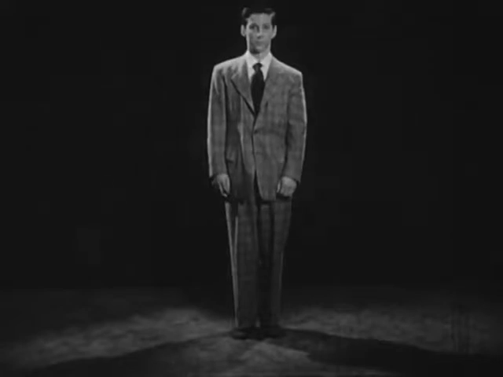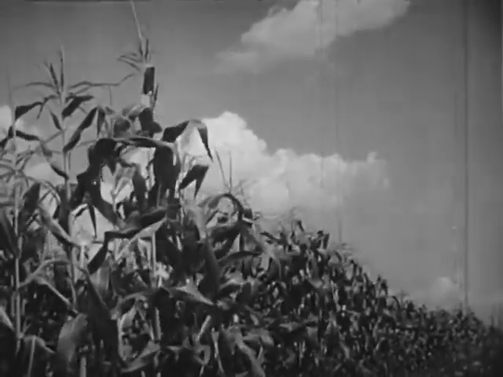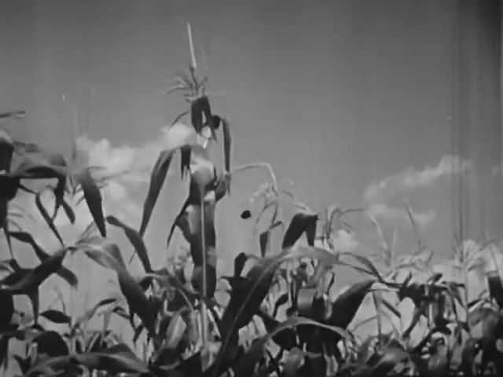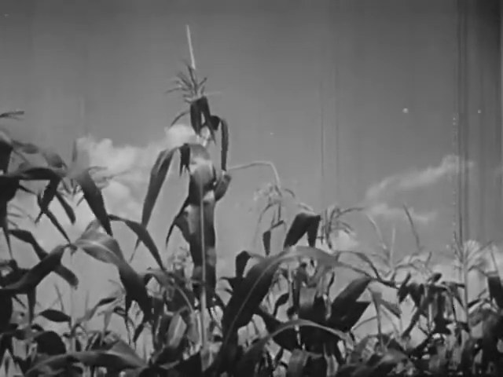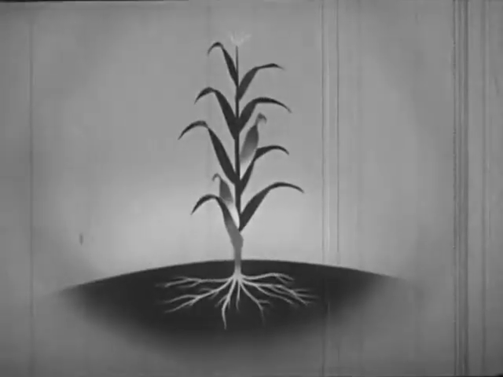Man and other animals cannot make their own food. Instead, they rely upon green plants, either directly or indirectly, for their food. Green plants manufacture foods by several processes, but the most important one is called photosynthesis.